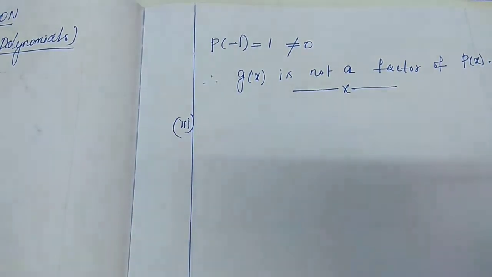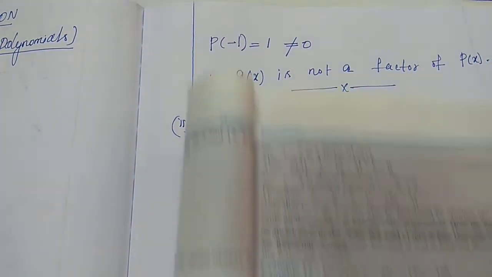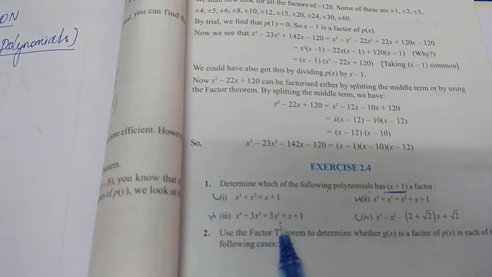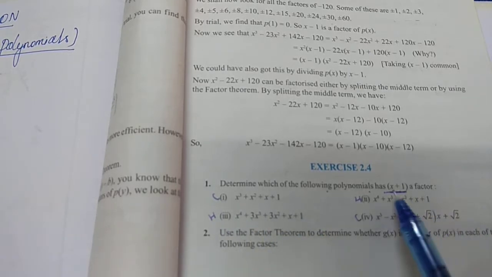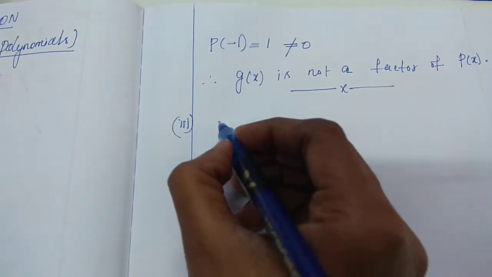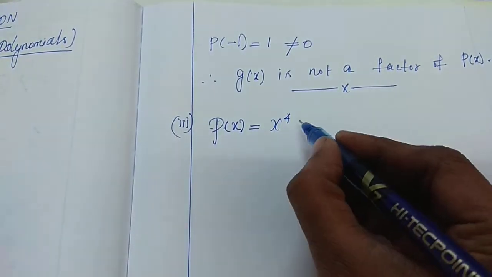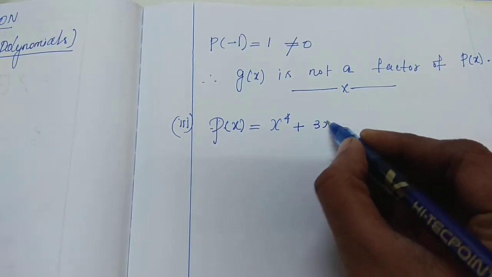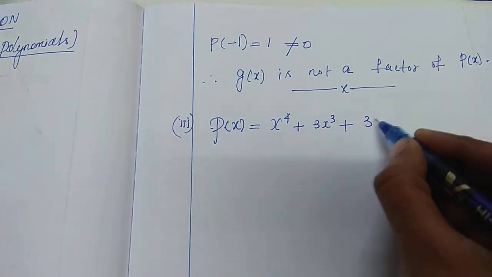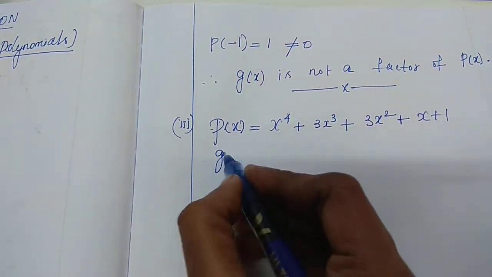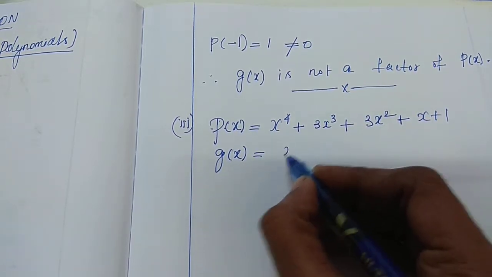So division number 3, the question is x power 4 plus 3x cube plus 3x square plus x plus 1. So take this as p of x, that x plus 1 as g of x. Therefore, p of x is equal to x power 4 plus 3x cube plus 3x square plus x plus 1. Our g of x is equal to x plus 1.